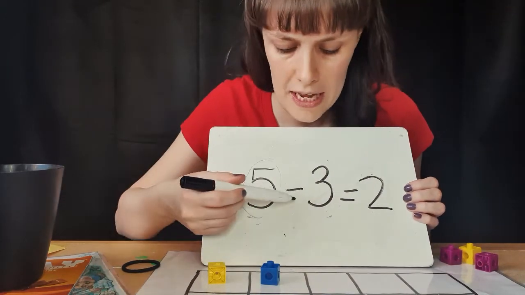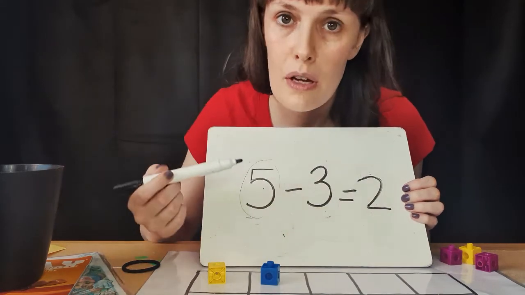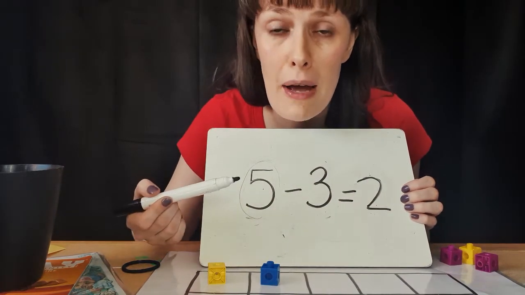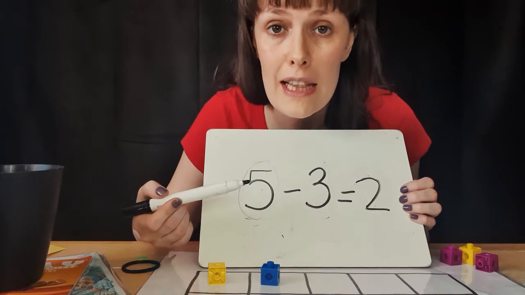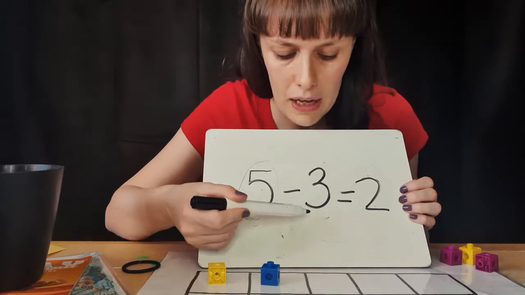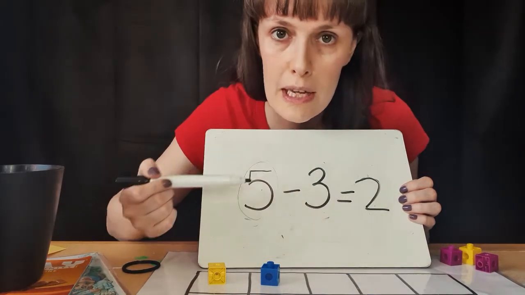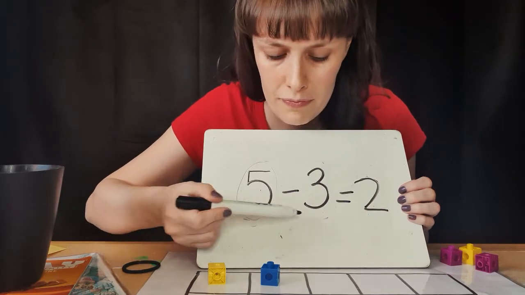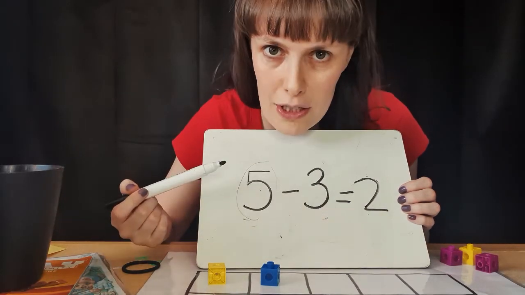So 5 take away 3 equals 2. And remember to say those number sentences back, so that you get used to using that language. 5 take away 3 equals 2. Say it with me. Well done. Let's try another one.